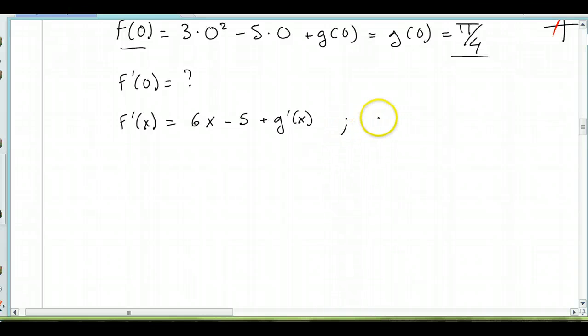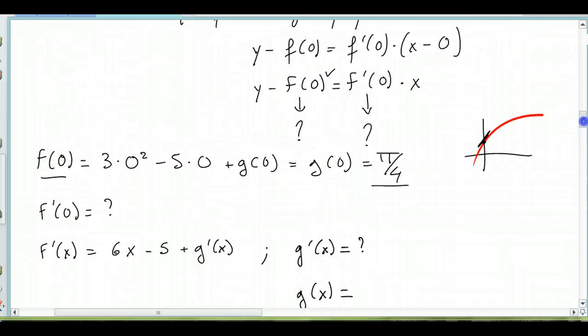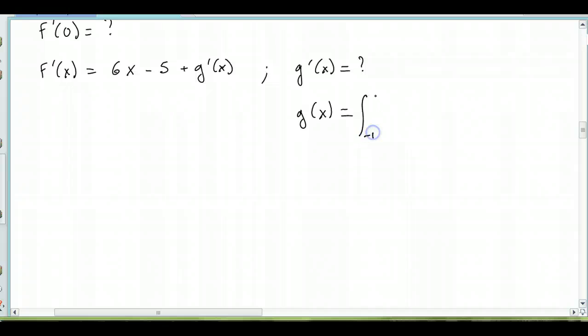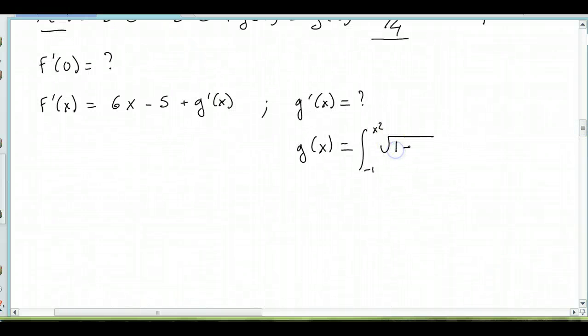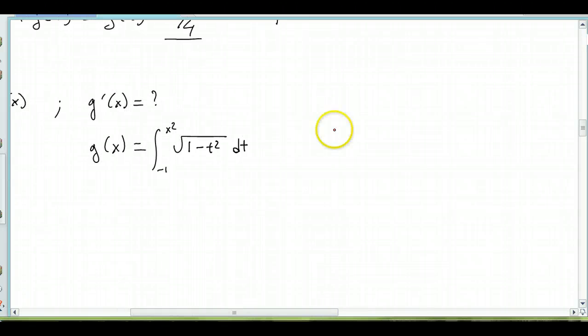Alright, so I'm taking my time. Now I need to figure out g prime of x. Now g prime of x, well, I don't know. What is g of x again? Let's get g of x. g of x is the integral from -1 to x squared of the square root of 1 minus t squared dt. To derive this, of course, you're going to need the fundamental theorem of calculus. We've used it a couple of times.